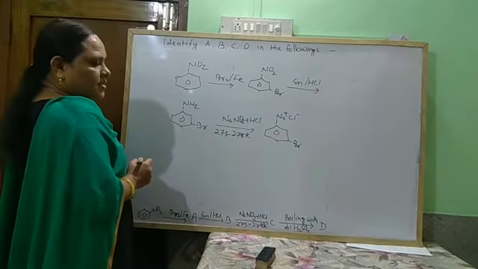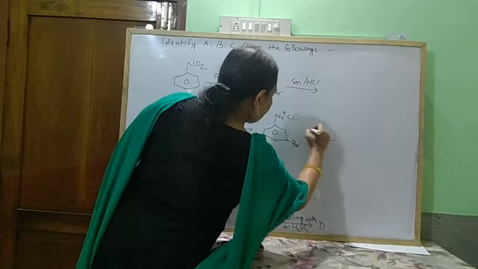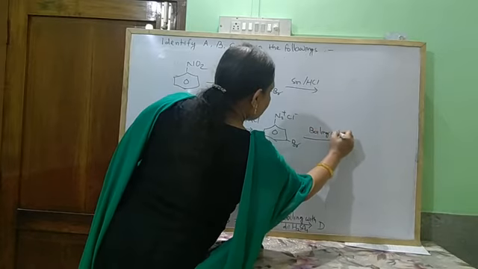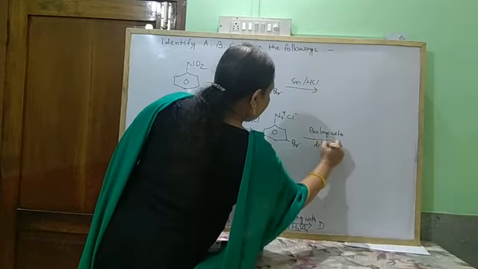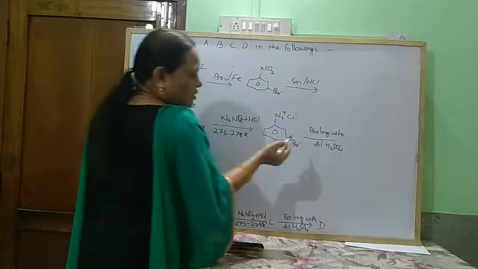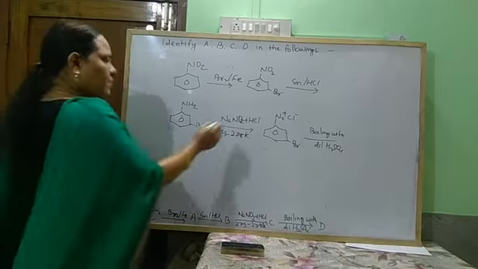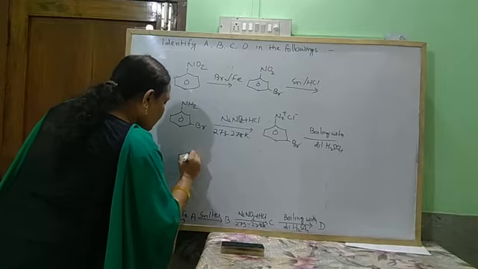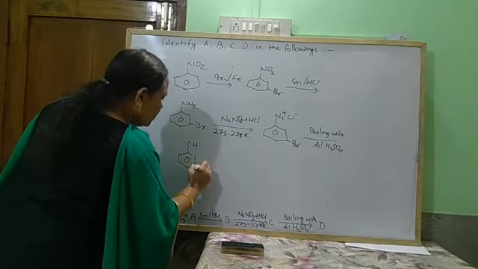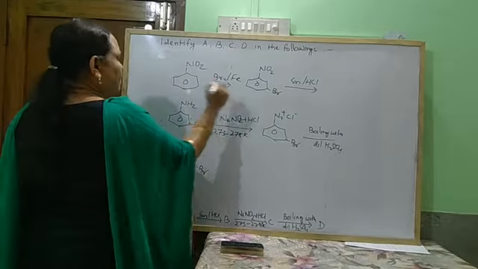Meta position bromine is there. And when this is boiled with dilute sulfuric acid, that means H2O in presence of H+, then this group is converted to phenol group. The diazonium group is replaced by hydroxy group. So this is metabromophenol.